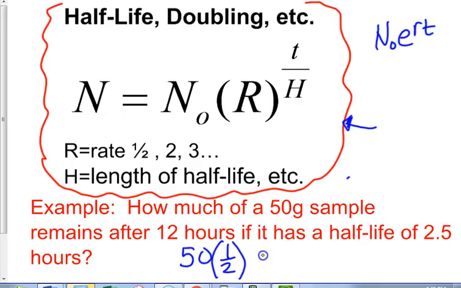But it doesn't do it until it hits 2.5 hours, or a multiple of that. So the amount of time has to be divided by 2.5, and the time is 12 hours. In other words, if it was halving every 2 hours, it would have halved 6 times in 12 hours, right? But if it's only going every 2.5 hours, we're just going to divide the 12 by that to figure out how many times it will have divided in half.